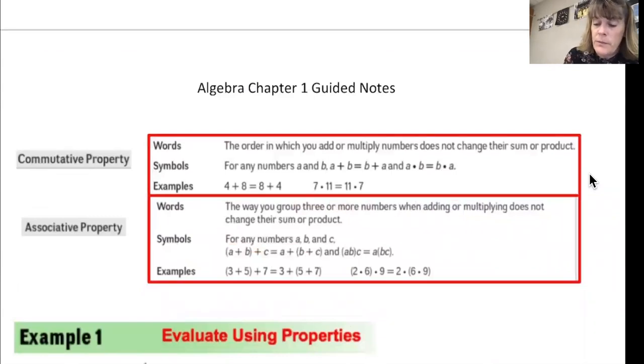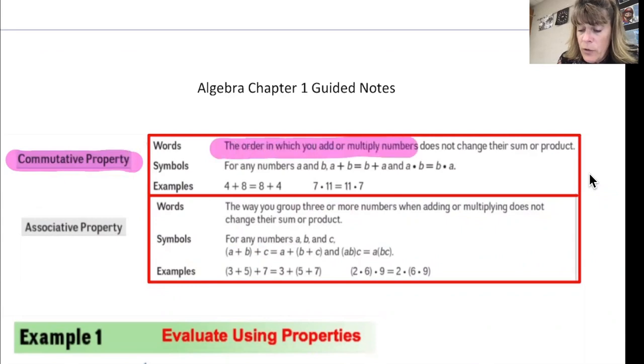So let's highlight these. The commutative property says the order in which you add or multiply numbers does not change the sum or product. Here's our example. So 4 plus 8 is equal to 8 plus 4. It doesn't matter the order that we add them. It doesn't matter the order that we multiply, we still get the same value. Now notice the commutative property works for addition and multiplication, but it does not work for subtraction or division.